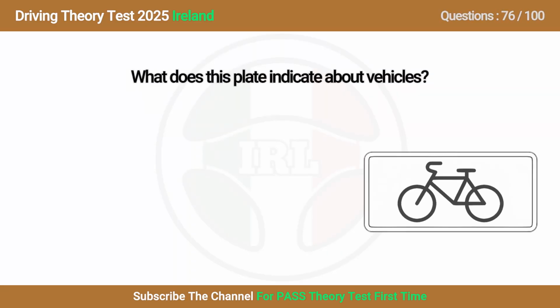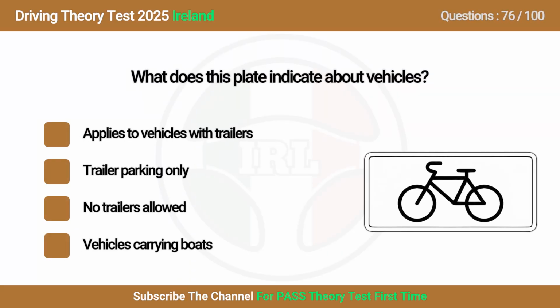Question 76. What does this plate indicate about vehicles? A. Applies to vehicles with trailers. B. Trailer parking only. C. No trailers allowed. D. Vehicles carrying boats.